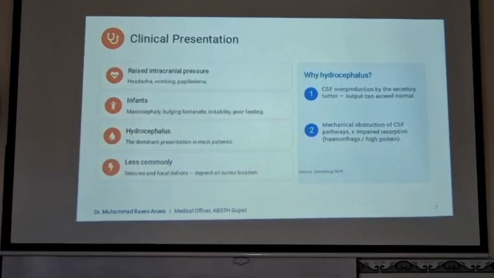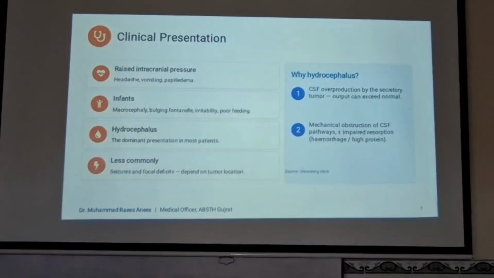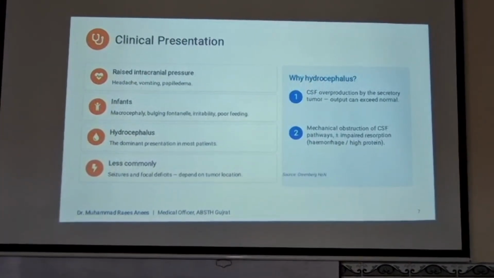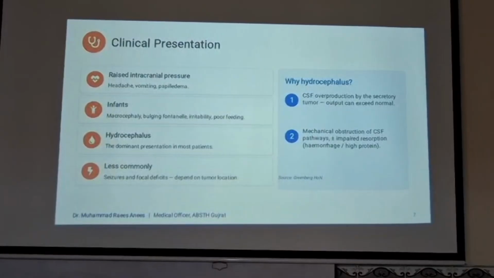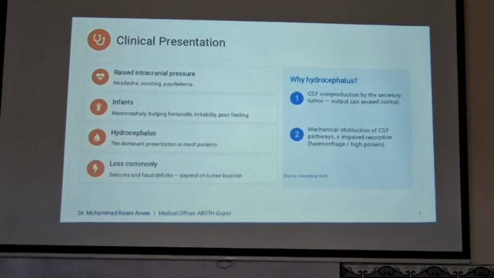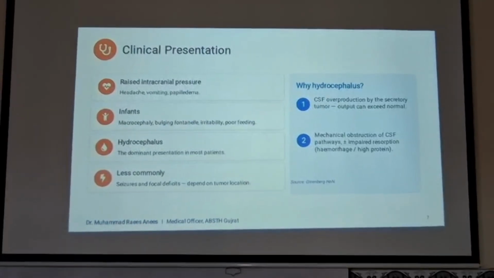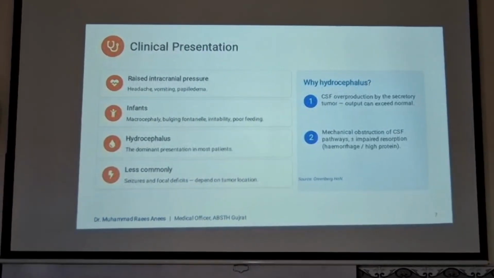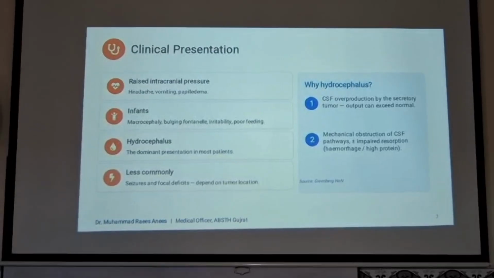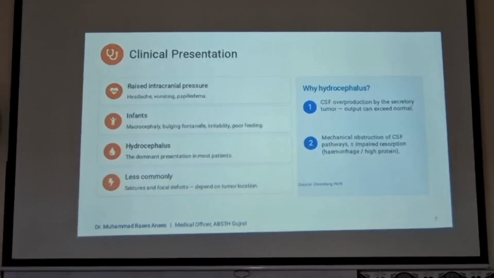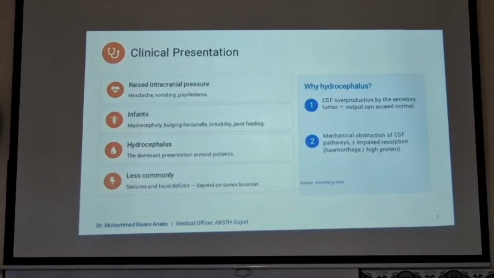Clinical presentation: the patient comes with the signs and symptoms of raised ICP, which are headache, vomiting, and papilloedema. In infants, microcephaly, bulging fontanelle, irritability, and poor feeding. Hydrocephalus is the dominant presentation in most patients, and less commonly seizures and focal deficits, depending upon the tumor location.